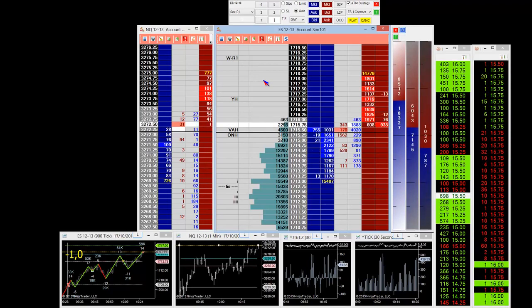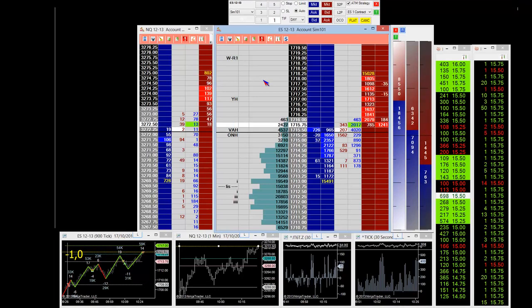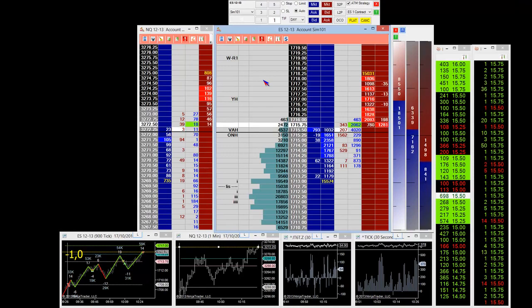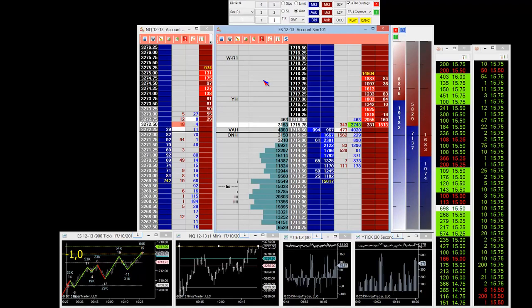Big bright lime green means it's trading at the high of the day. And the webinar last week wasn't recorded. The recording got broken.